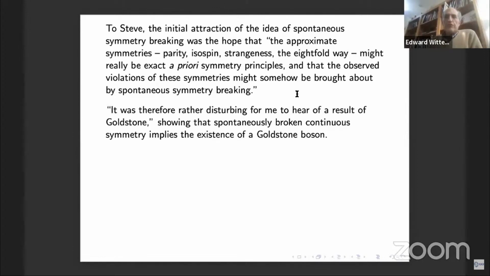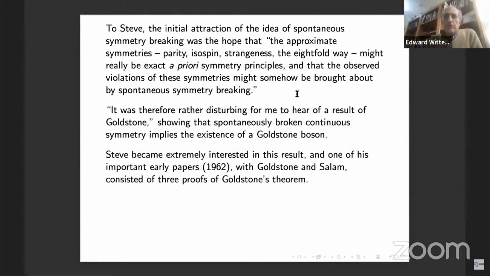It was therefore rather disturbing to hear of a result of Goldstone showing that exact spontaneously broken continuous symmetry implies the existence of a Goldstone boson. So Steve became extremely interested in this result, and one of his important early papers that you've heard about already in this session with Goldstone and Salam consisted of 3 proofs of Goldstone's theorem. We call it Goldstone's theorem, but they describe it as Goldstone's conjecture, for which they gave 3 proofs.